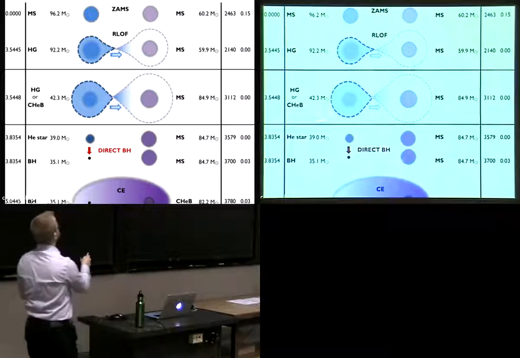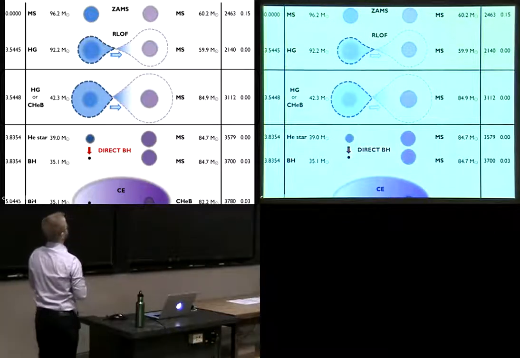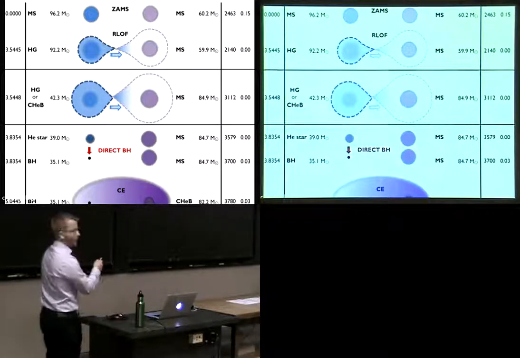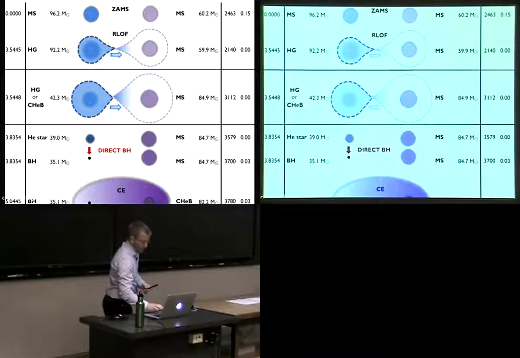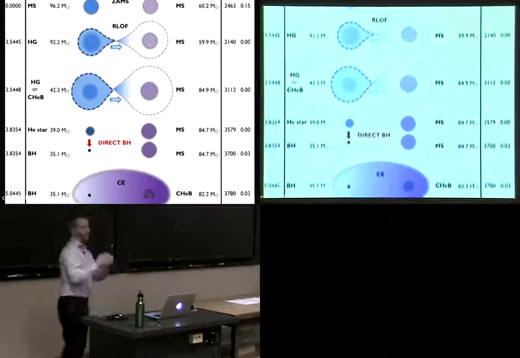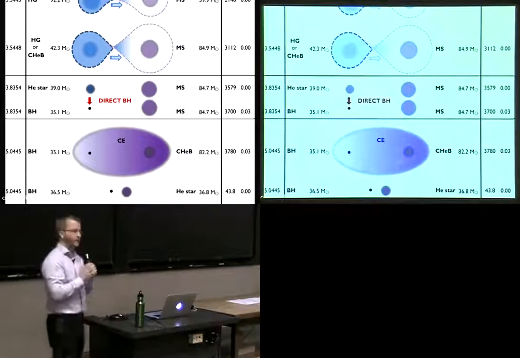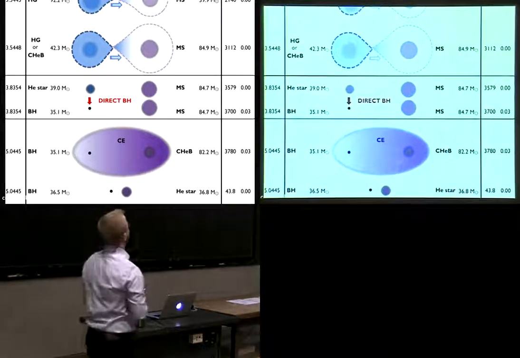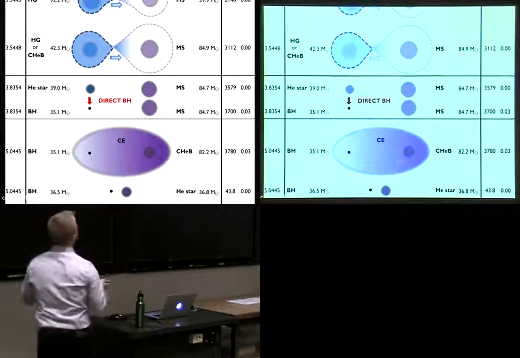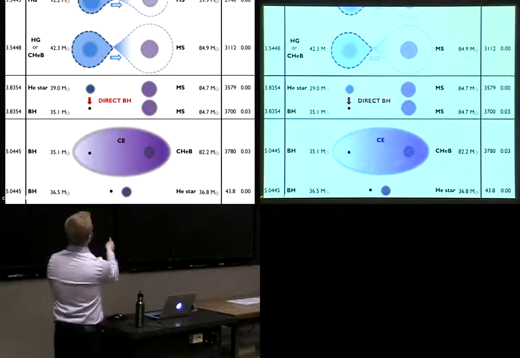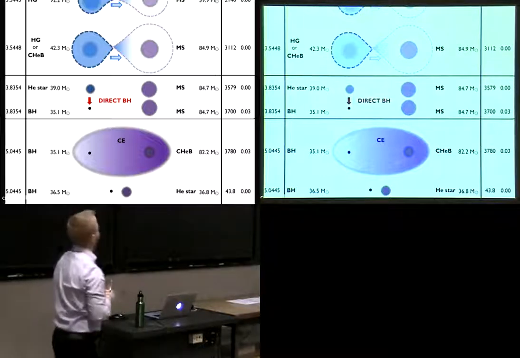So now we're down to 42 solar masses for that object. And this guy has inflated up to about 85 solar masses. So you can imagine that this has a huge impact on the evolution of those stars. It's no longer that simple picture that we've looked at for isolated stars. So Roche lobe transfer is finished. The star has gone down compact to be this helium star again. It's at about 39 solar masses.